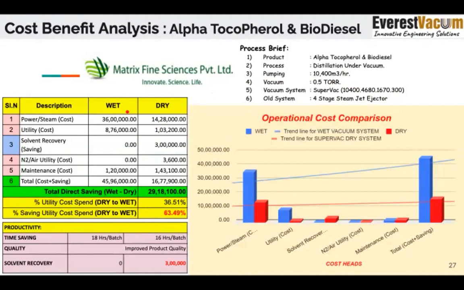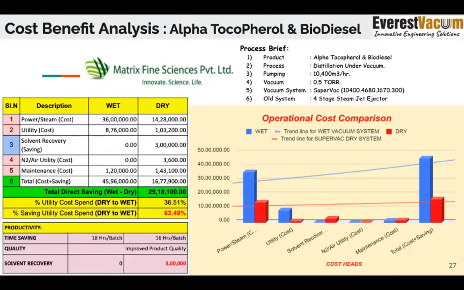Okay, so at Everest or at our TSG, we categorize into 5 major heads. First is the power. Any type of power that the customer uses, whether it be electric, steam, any type of power. Then is utilities. Third is solvent recovery, what the customer is actually saving. Fourth is the air utility or nitrogen that is typical only to Everest dry vacuum pumps or any dry vacuum pump for that matter. And fifth is the maintenance cost that the customer is actually incurring.